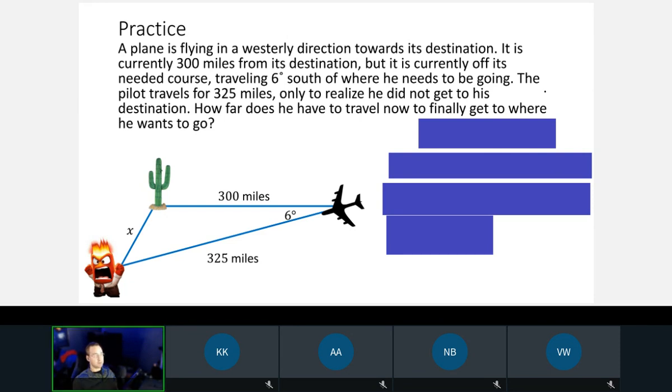All right, so did you use law of sines or law of cosines? Looks like a lot of cosines, some sines. I did law of cosines. Yeah. All right, so people who are done, what is the final answer?